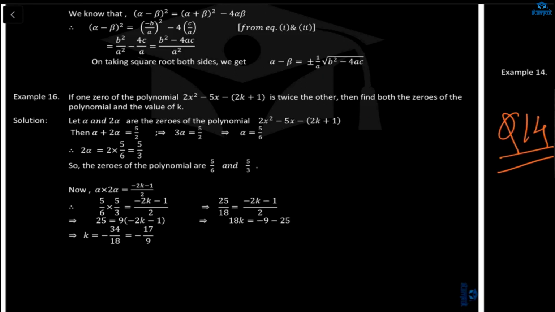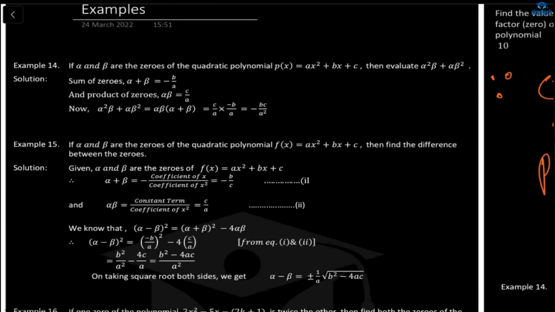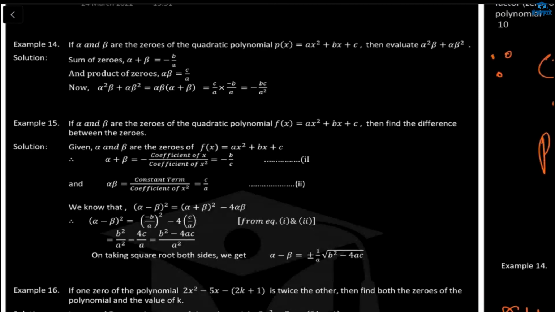Now, the given condition is that one zero of the polynomial is twice the other zero. Shazan, can you tell me what will be the zeros of the polynomial here? It is not given to you. Shazan, are you there? Yes, ma'am, I'm here. From the question, it is telling you that one zero of the polynomial will be twice the other zero. So what will be the zeros of the polynomial here?